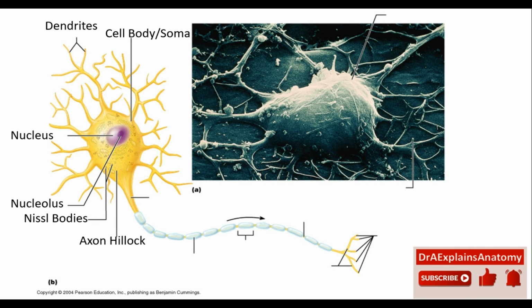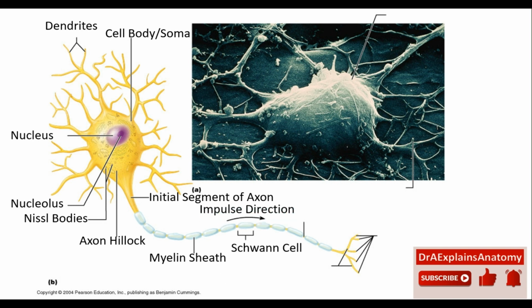This is the axon hillock of the neuron. This is the initial segment of the axon. This is the myelin sheath, which is like an insulating layer around the axon. This is the Schwann cell. The Schwann cell is the cell in the peripheral nervous system that produces the myelin sheath.